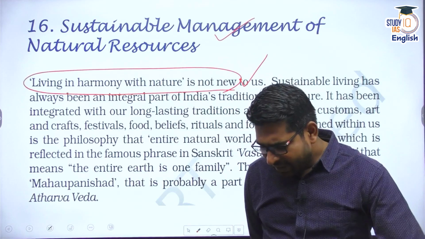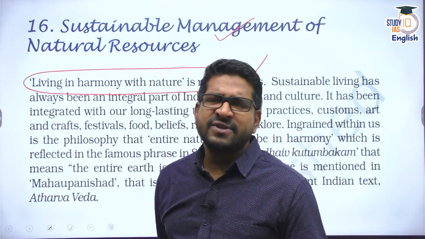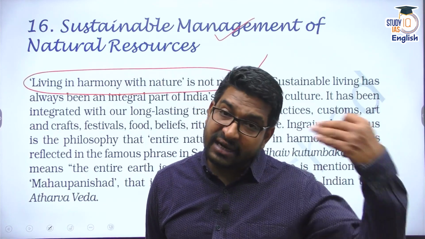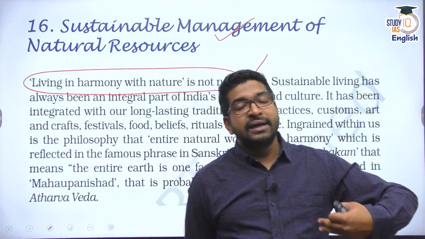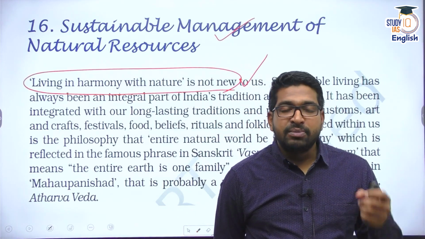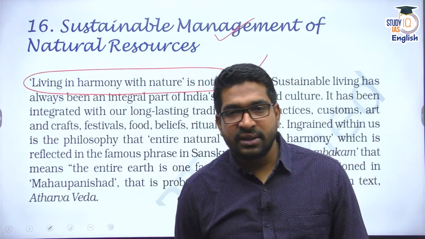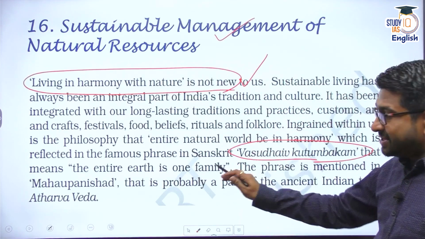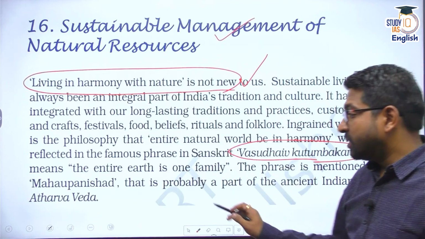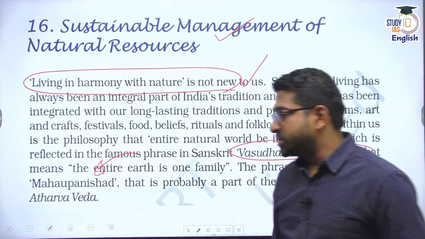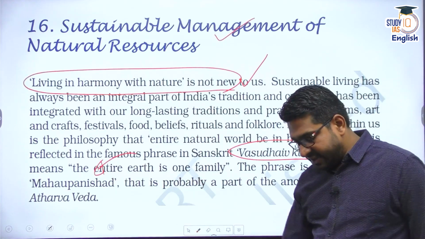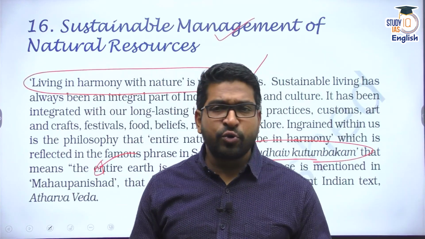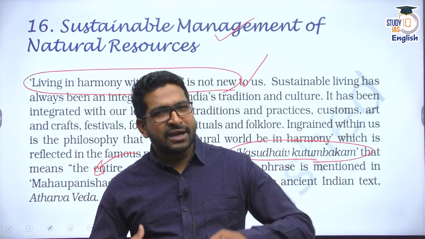But it has been a very old concept. Living in harmony with nature is a concept which is inherently available in the Indian psyche, in the Indian way of life. In many of the ancient texts, we find the mention of Vasudhaiva Kutumbakam. This phrase, which means the entire earth is one family, has been mentioned in the Maha Upanishad, which is a part of Atharva Veda. So we have had this idea from before, but in the 21st century, it has gained a lot of traction.